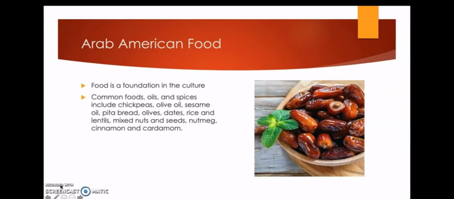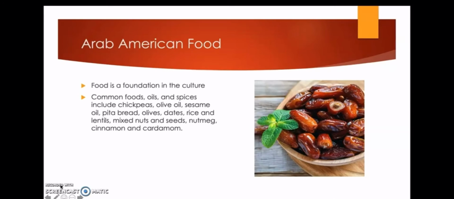Arab American foods. Along with family, food is another foundation in the Arab American culture. Some of the most common foods, oils, and spices that you may find in their homes are chickpeas, which they grind to make hummus, as well as using them in soups and salads. Olive oil is used in a variety of ways, from cooking all the way to skin and hair care.